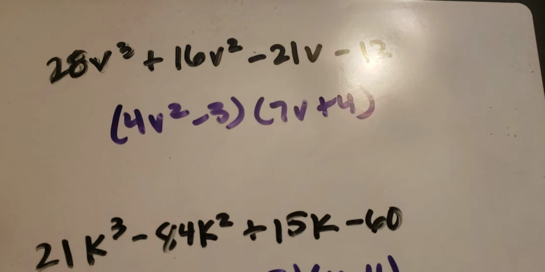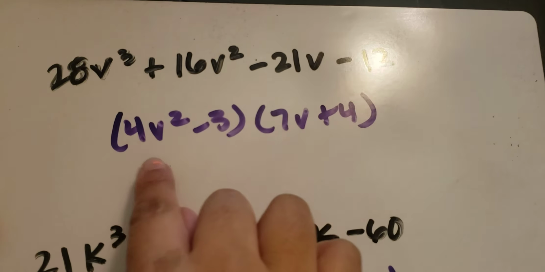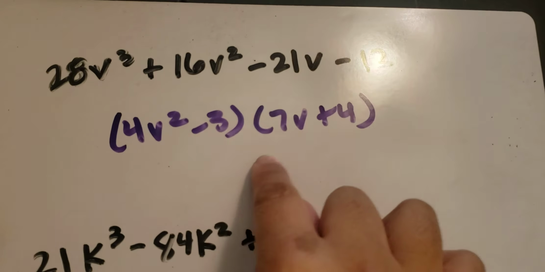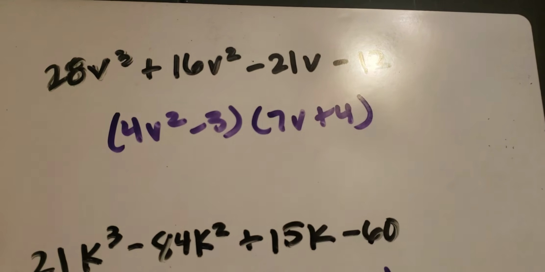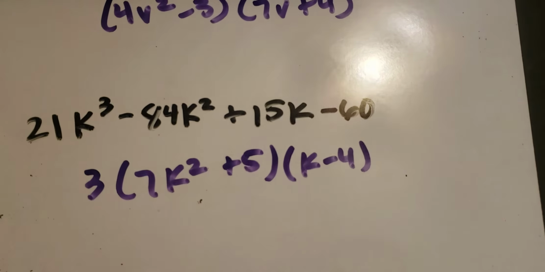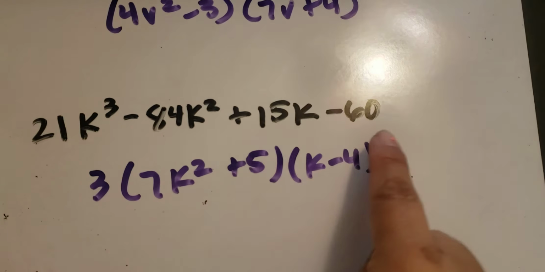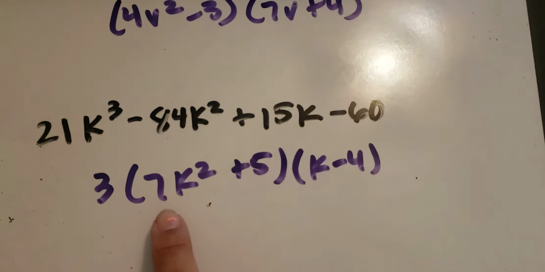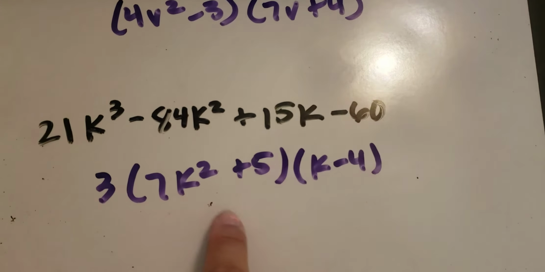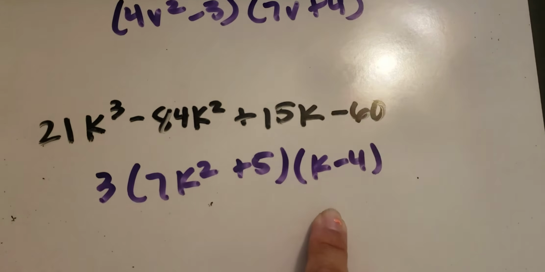Okay, for the first one, if you did it correctly, you should have gotten 4v squared minus 3 times 7v plus 4, okay? For the second one, if you did it correctly, you would have noticed they all had a common factor of 3, and then you would have factored out and you would have gotten 7k squared plus 5 times k minus 4.